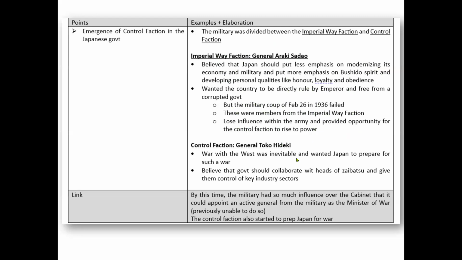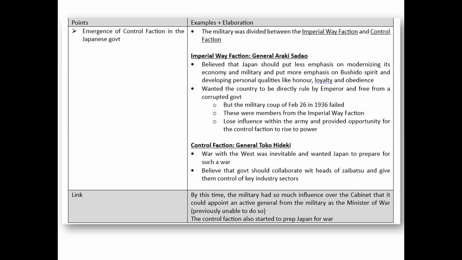Now, the Control faction was more aggressive, I would say. They were ready for war with the West. They felt that Japan shouldn't be avoiding the West anymore. They believed in collaborating with the heads of the Zaibatsu and giving them the control of key industry sectors. So they really believed in using the economic power that the Zaibatsus had.